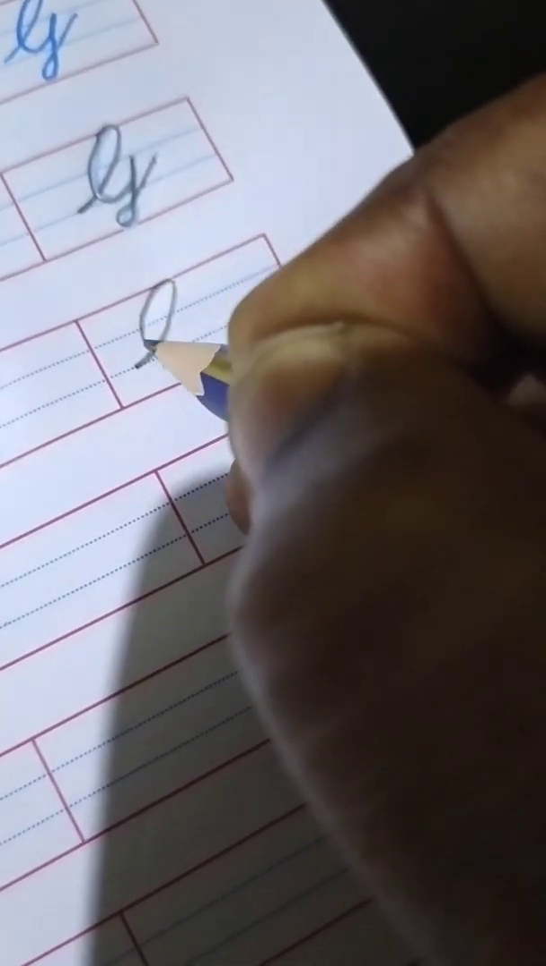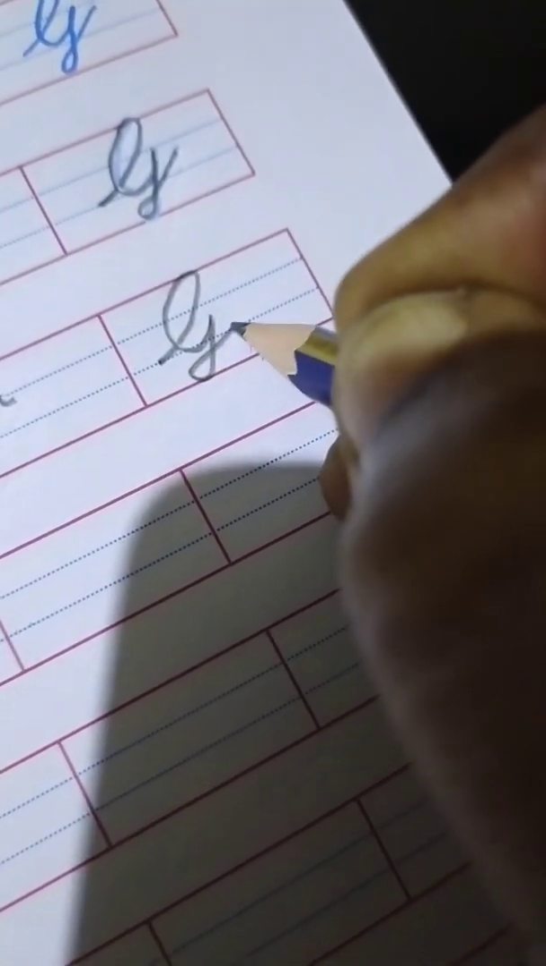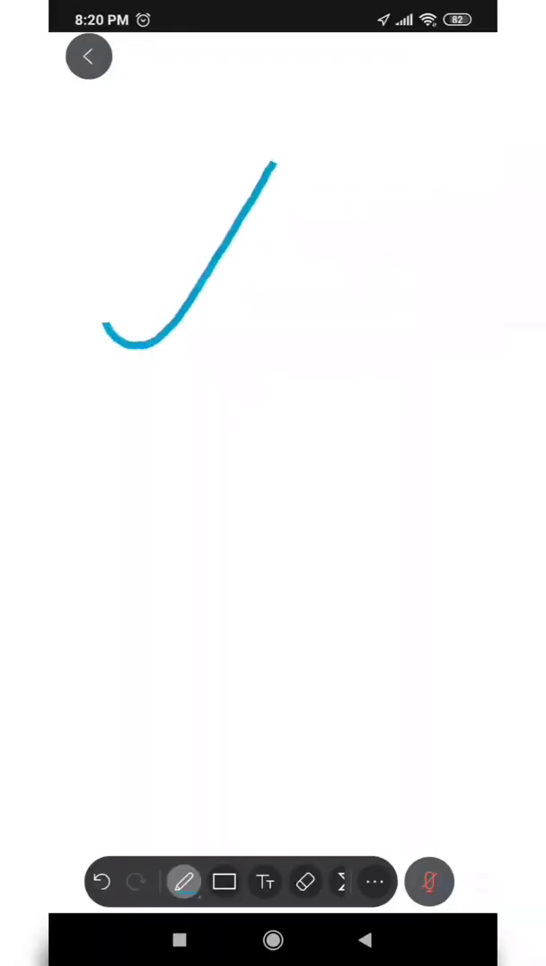then come down to the fourth line and curve it up. Start from the third line, go up to the first line, curve it, then come down to the fourth line and curve it up. This is capital letter G. Now children, let us write the cursive writing on the whiteboard. So it's capital letters A to G.